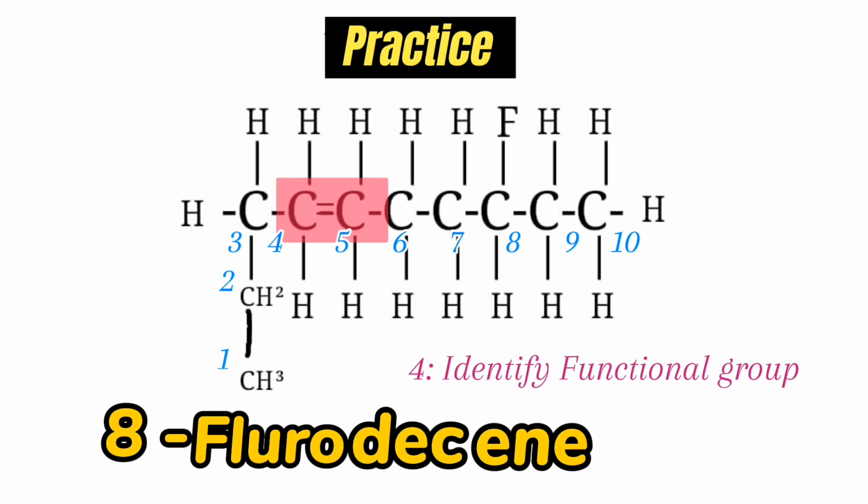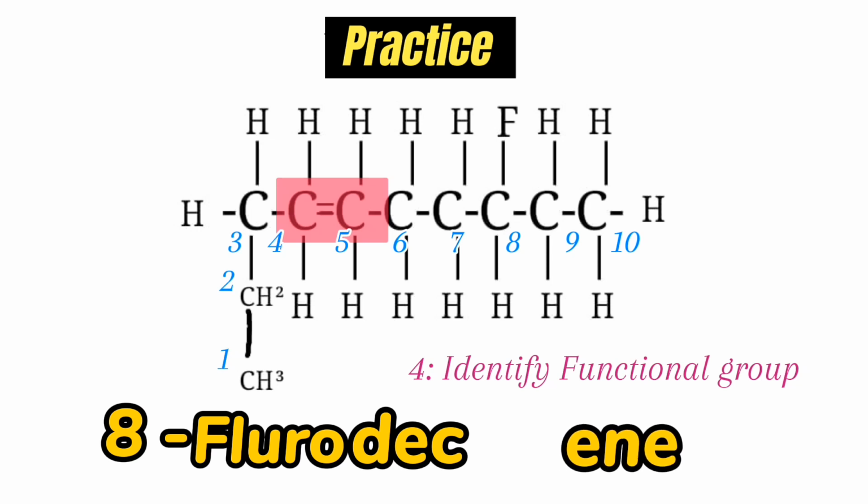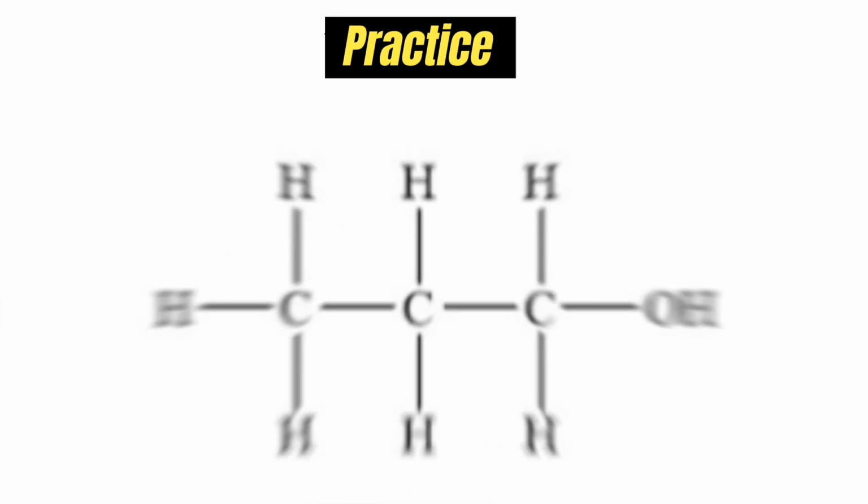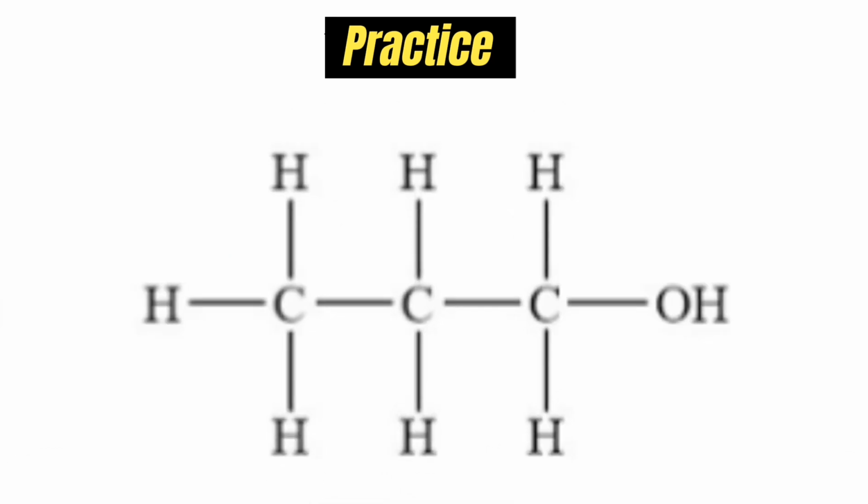Here the position of the double bond is also needed. So the double bond is present between carbon number 4 and 5. So write 4 before ene. This will specify the position of the double bond. The name of this organic compound has become 8-fluoro-dec-4-ene. Now write the name of this organic compound in the comment box.